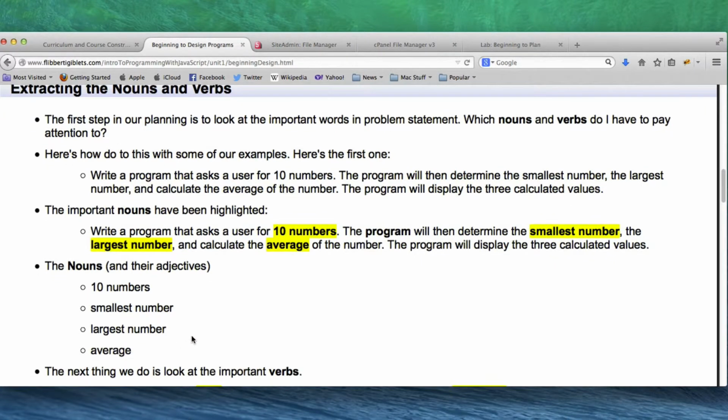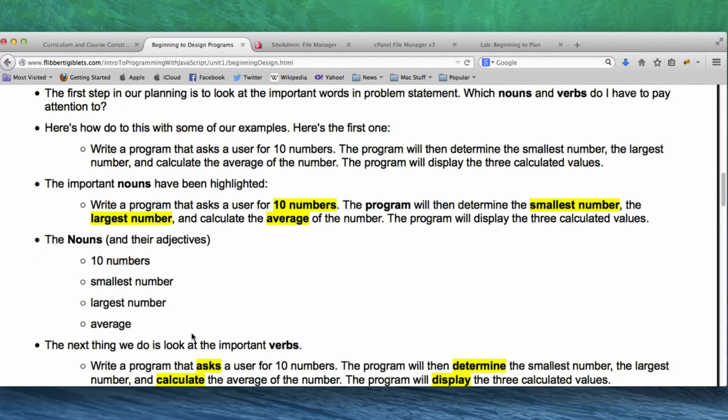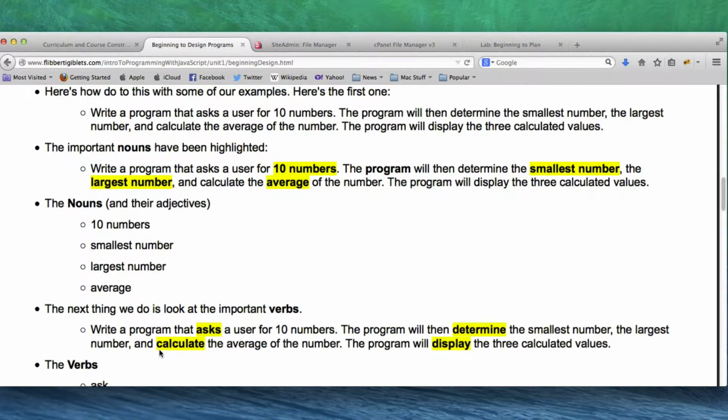Okay, so the next thing that we're going to do is take a look at the verbs, and I've highlighted those here too. All right, so we write a program that asks a user for 10 numbers, right? And when we are asking a user for something, you want to be thinking immediately with JavaScript, we're going to use the prompt function. So we're prompting the user, okay? So we're asking the user for 10 numbers.